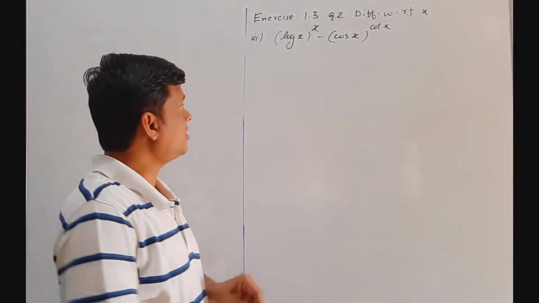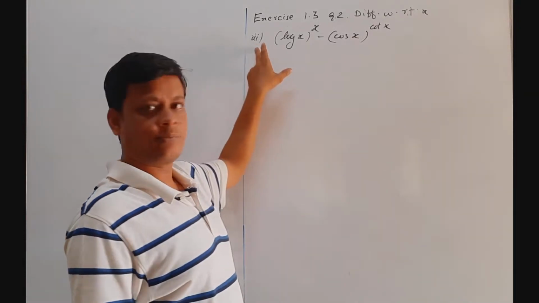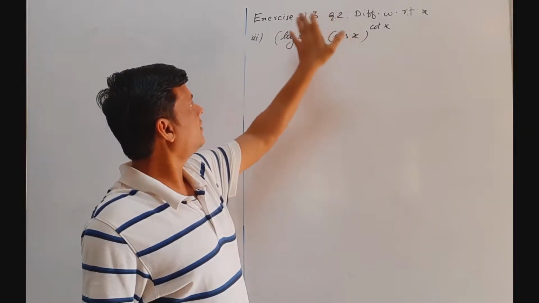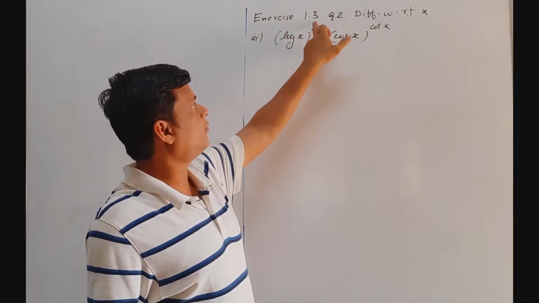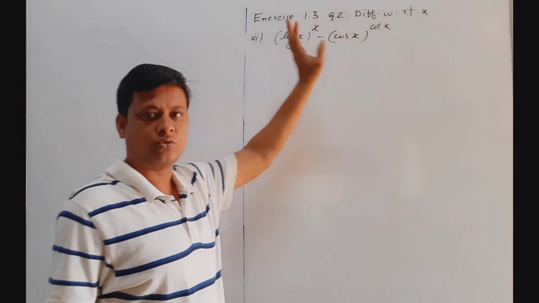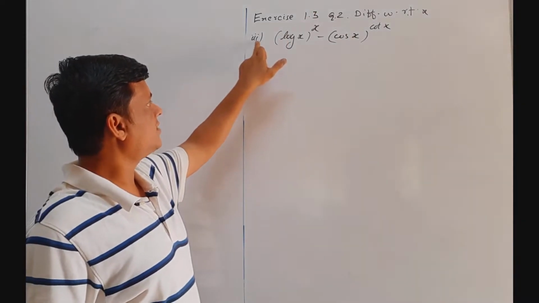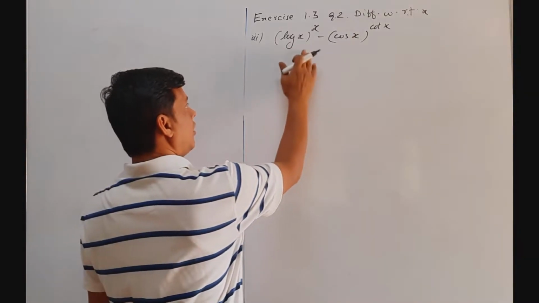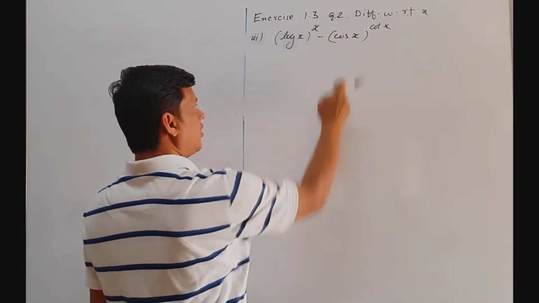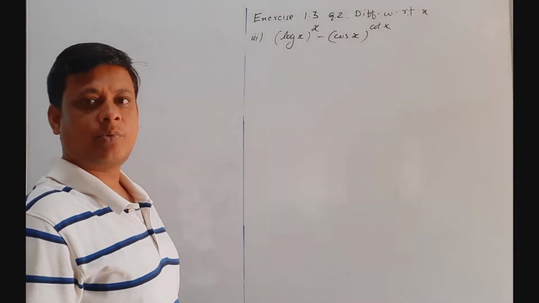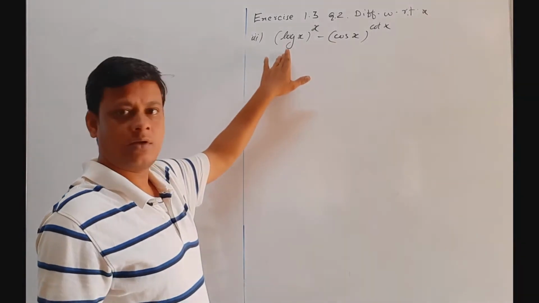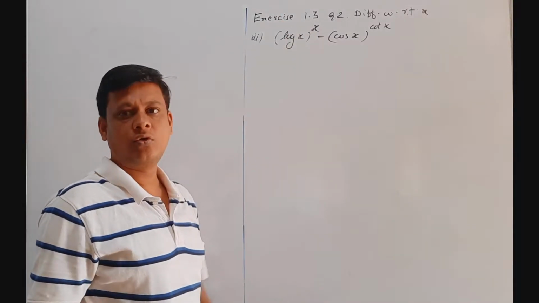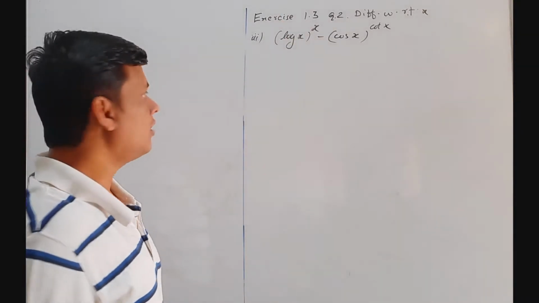In the previous lecture we solved sub questions 1 and 2 from practice set exercise 1.3, main question 2. So today we solve sub question 3. The question is (log x)^x - (cos x)^(cot x). That means the base is a function and the power is also a function, so we have to solve this by using the log.